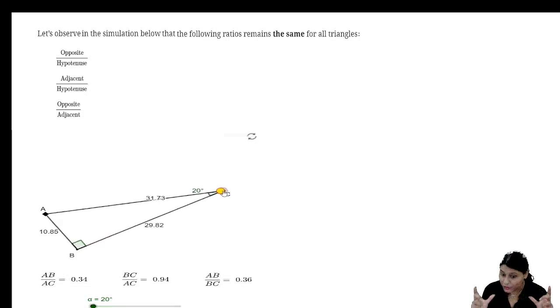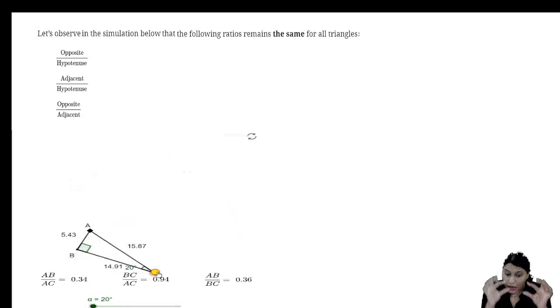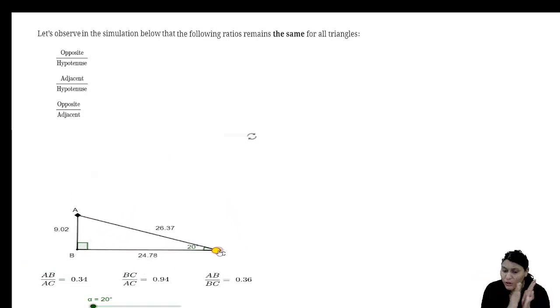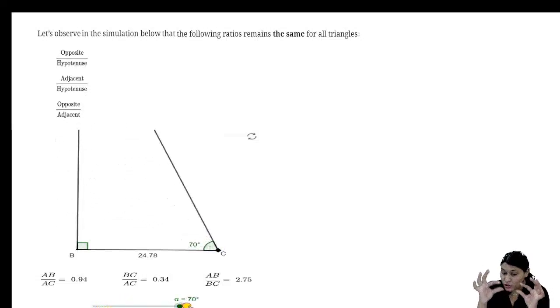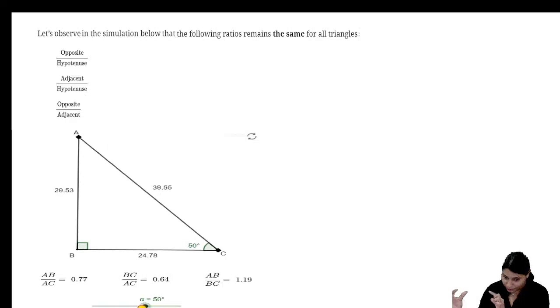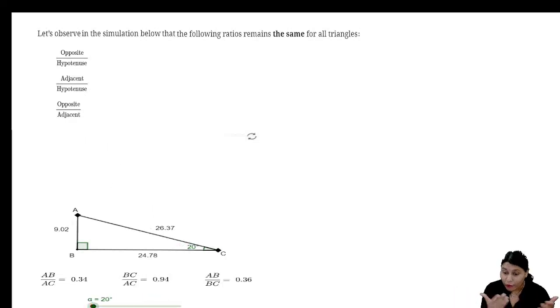Now in the simulation we can see that when the acute angle is fixed, that is 20 degrees, AB upon AC, BC upon AC, all the ratios are fixed. And when the angle is changing, then the ratios are also changing. So basically we can conclude a very important thing from this simulation. But before that, let's observe another simulation.